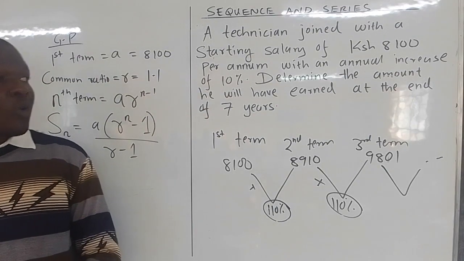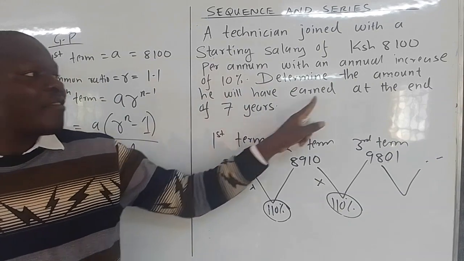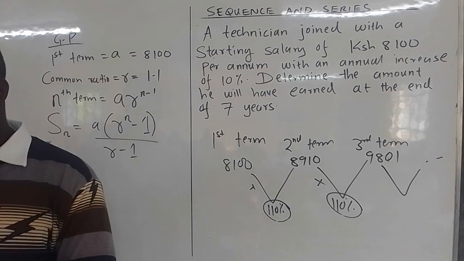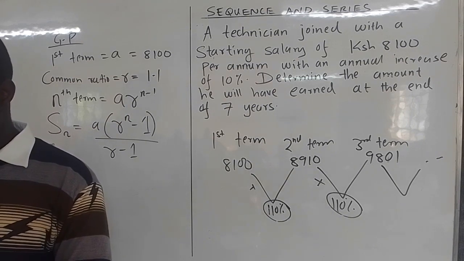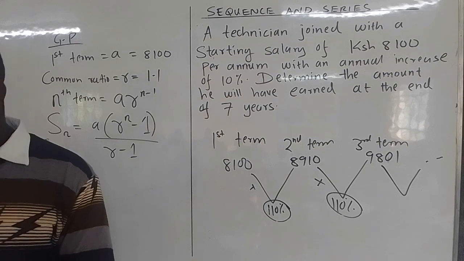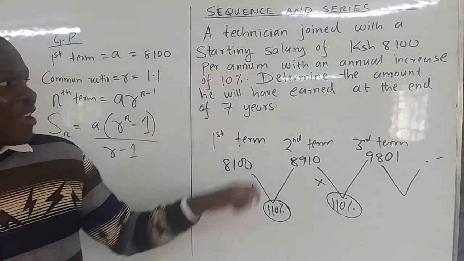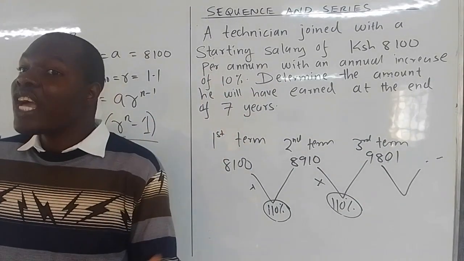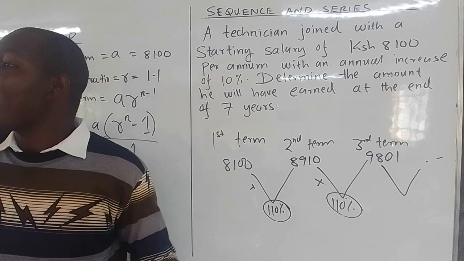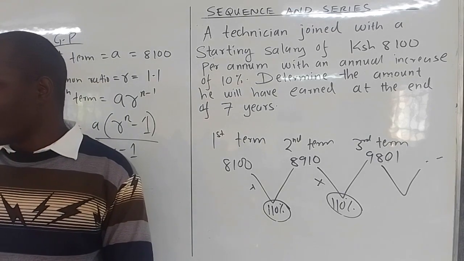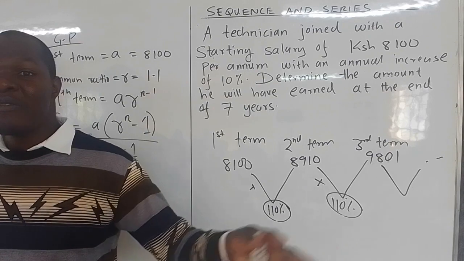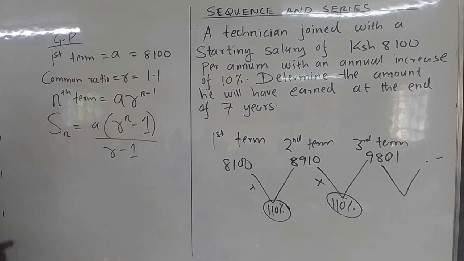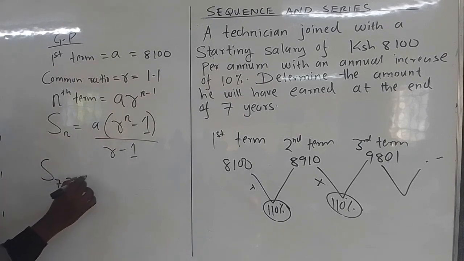Are we together? So what are they looking for? Determine the amount he will have earned at the end of 7 years. What are they looking for there? The sum. Are you seeing that? The amount he will have earned at the end of 7 years means what he earned in the first year plus what he earned in the second year, until you get plus what he earned in the 7th year, isn't it? Meaning he's looking for the sum of the 7 terms, isn't it? Are we together?